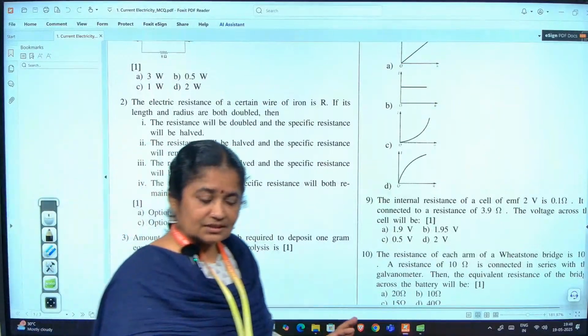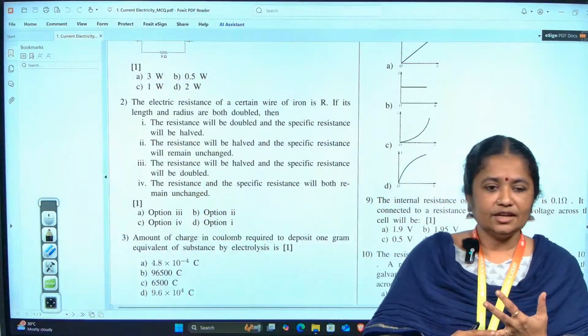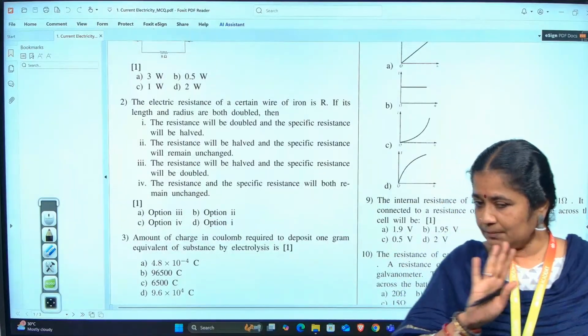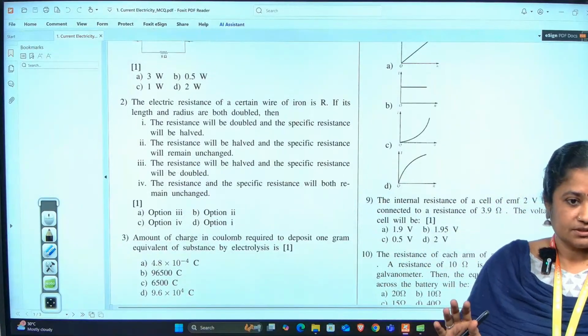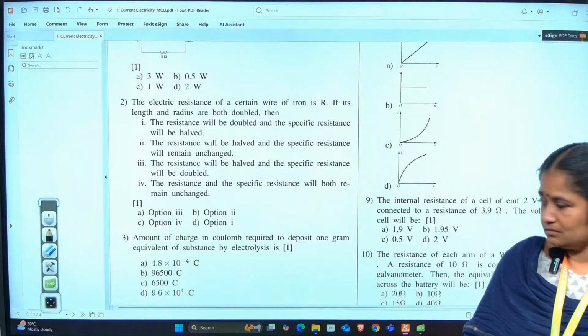Remember one thing, resistance depends on dimension. Length, area of cross section, resistance depends on these, but specific resistance or resistivity never changes unless and until you change the material.